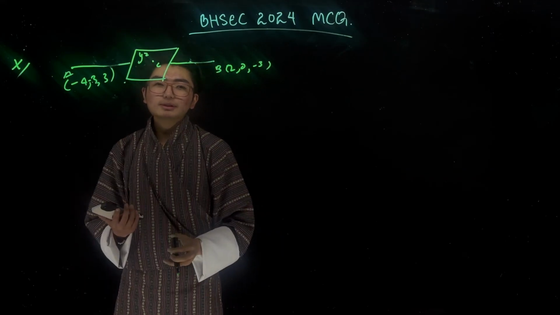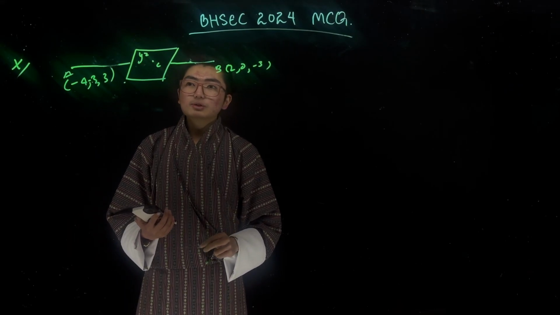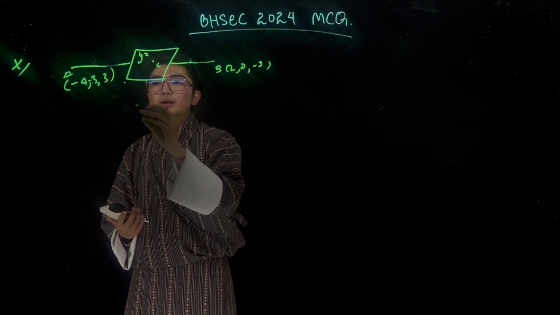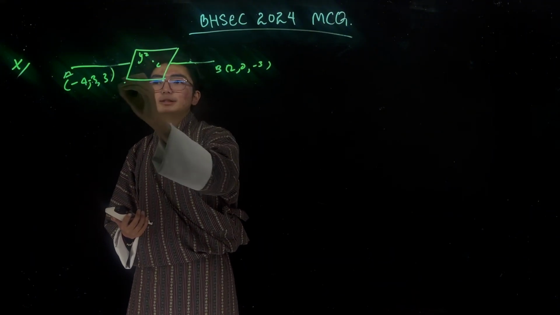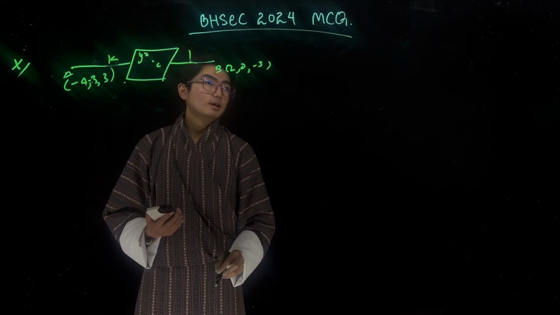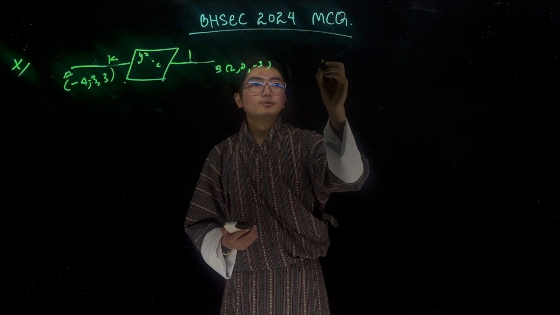Now this question uses the concept of both planes as well as points and their coordinates. So first and foremost, let's assume the ratio in which the plane divides this line segment to be k:1. Now we need to use the section or division formula. So let's write down the section formula.